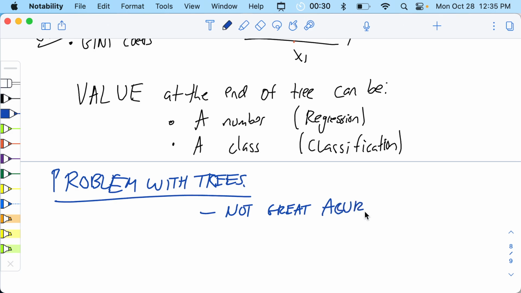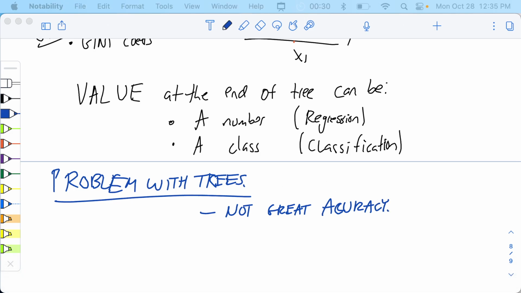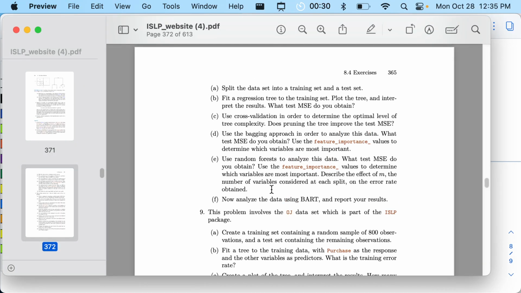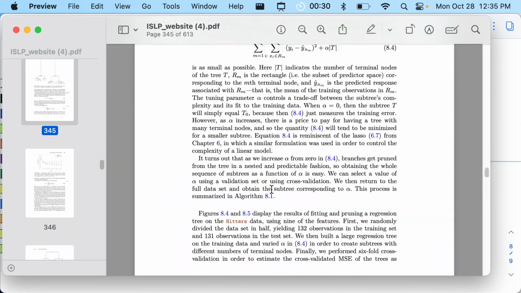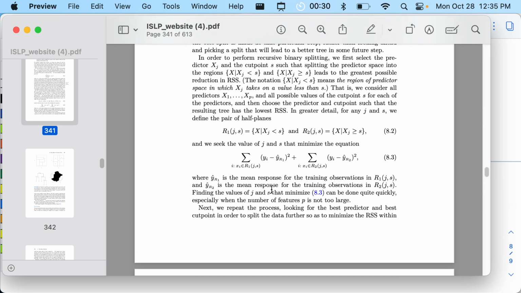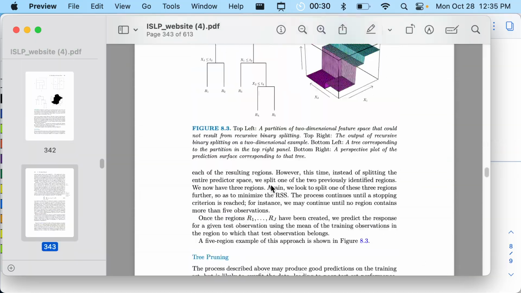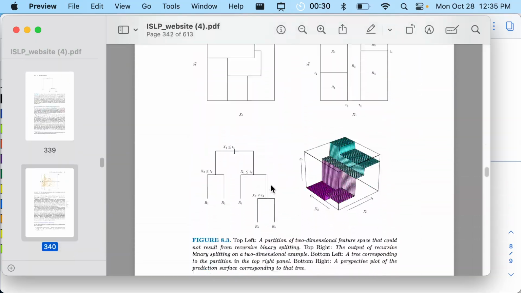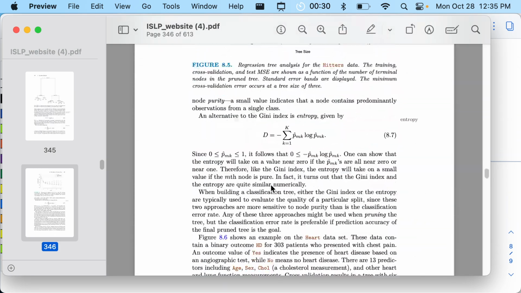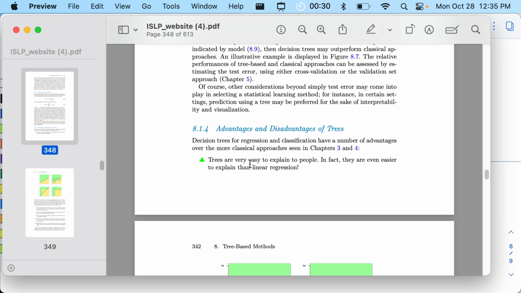And in fact, I think the textbook has a nice little pros and cons list. Let me open this up. Where are the trees? Yeah, this is the picture that I had. If you want to know the page in the textbook, it's page 335. I want the pros and the cons of trees. Tree-based methods, that's the chapter we're in. And it has some pros and cons at some point over here. Yeah, here they are. Advantages and disadvantages of trees.